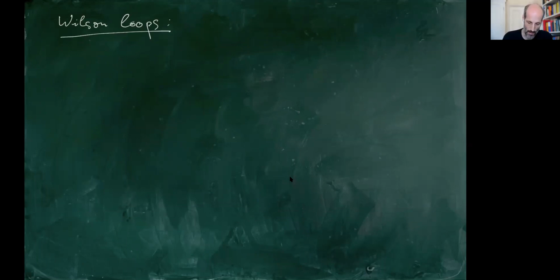And they are given by essentially traces of holonomies along closed curves. Okay.